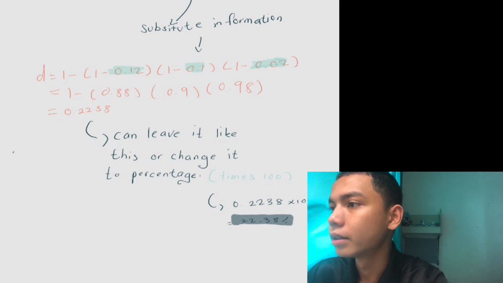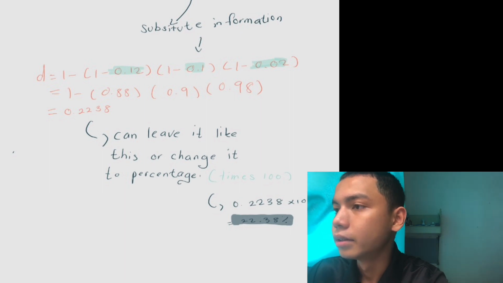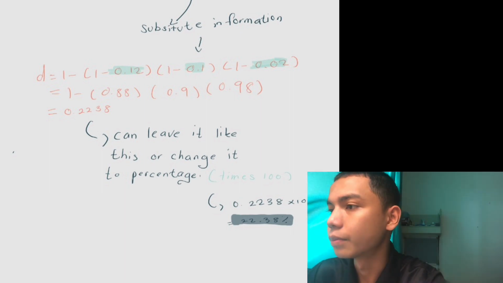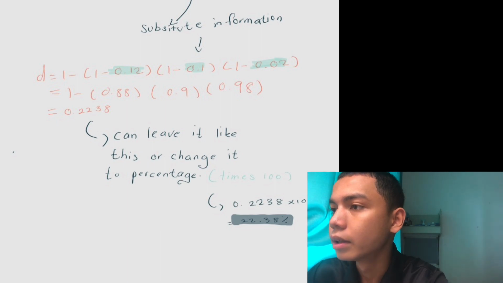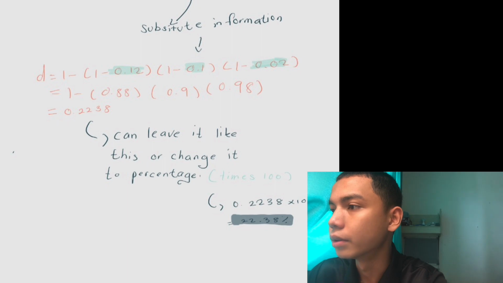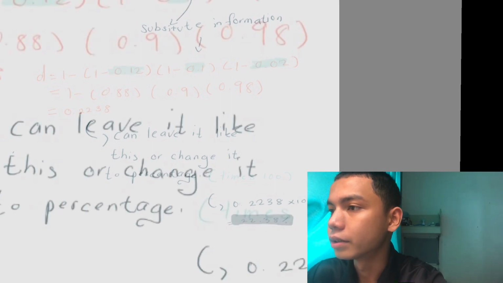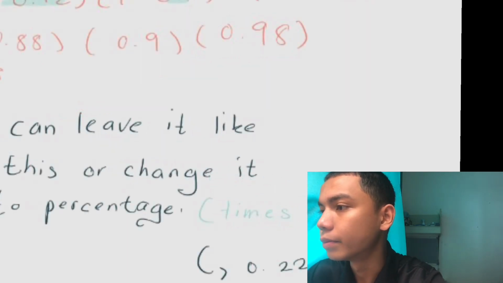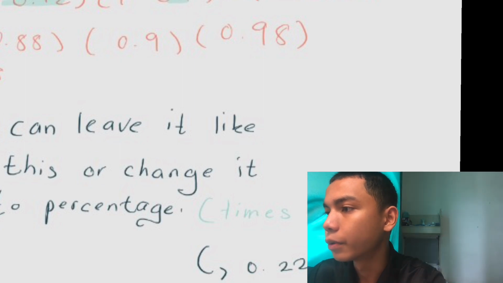You can leave the answer in decimal, or you can change it to percentage. So you will get 0.2238, and if you change it to percentage, you need to times it with 100, and it will turn to 22.38%.